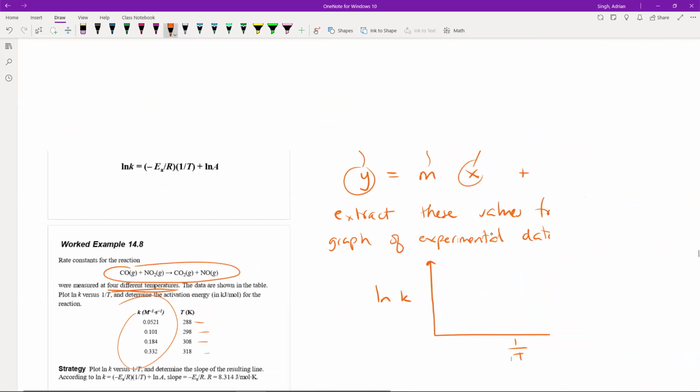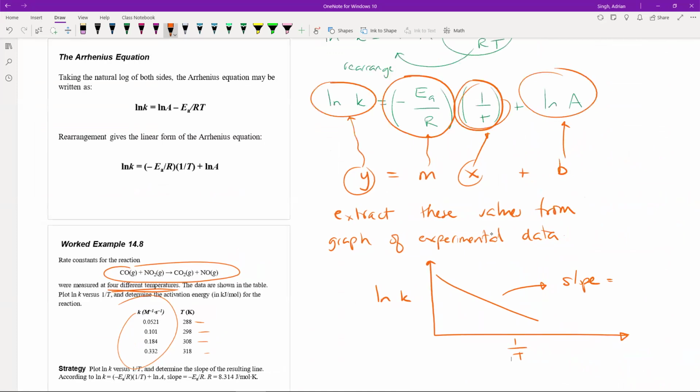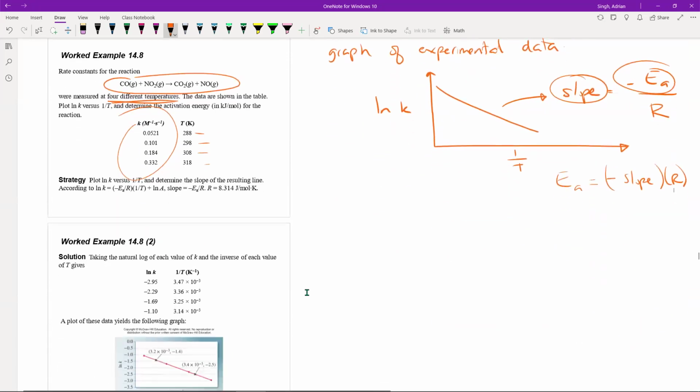So if I get a graph or a line, right, the slope here is equal to negative Ea, the negative activation energy over R. So I would determine this from the graph itself. Right? I can then solve for the activation energy. So Ea would be equal to the negative value of the slope times R. And I can graphically determine what that hill or that barrier or that activation energy actually is.